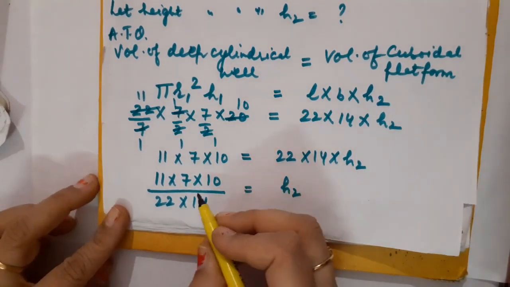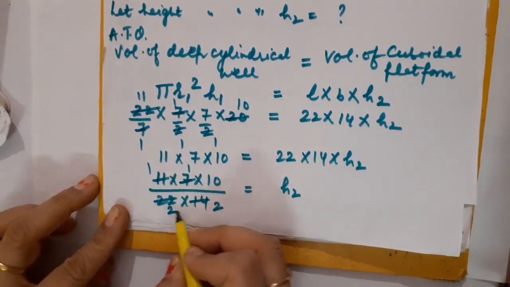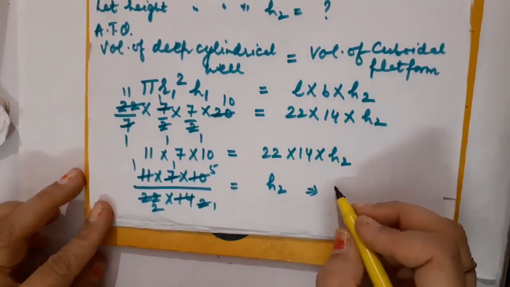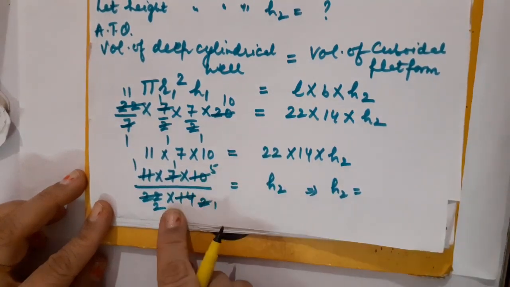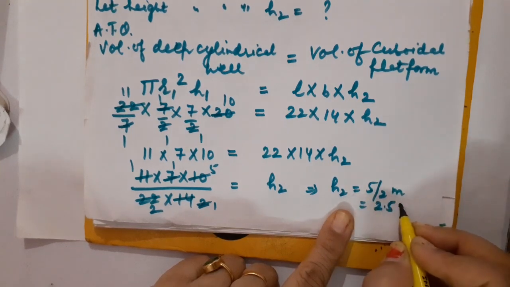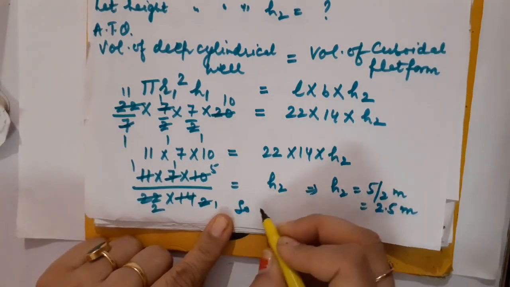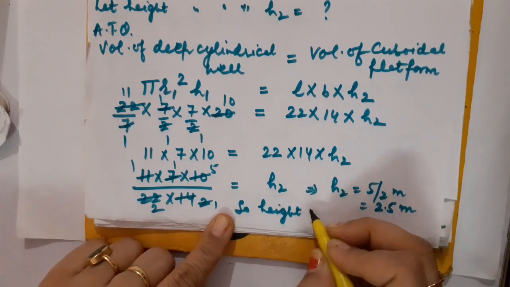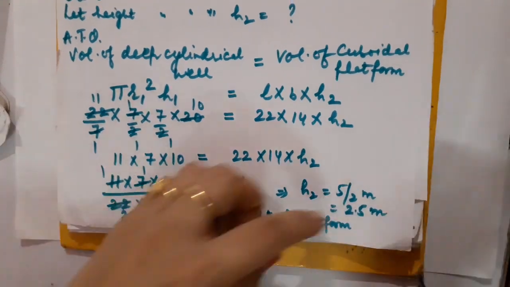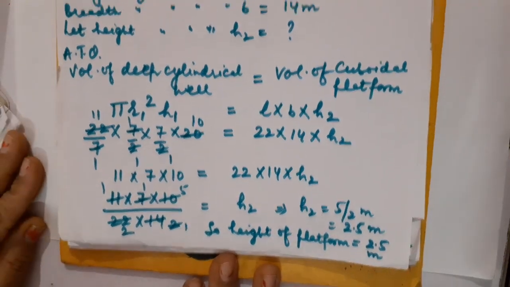Let us calculate it. This is 7 ones are 7, 7 twos are 14. 11 ones are 11, 11 twos are 22. This is 1s are 1, this is 5s are 5. So it implies H2 is equal to 5 by 2 meters. That is 5 by 2 meters. It should be equal to 2.5 meters. So this is nothing but the height of the platform. So you must write, the height of the cuboidal platform is equal to 2.5 meters.